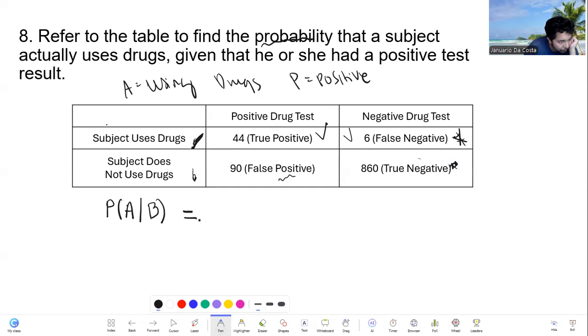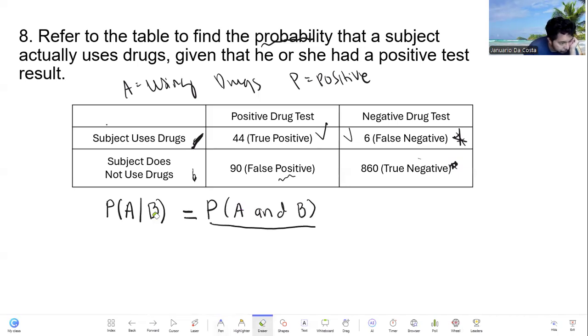We need the formula: probability of A and B over probability of B. Let's change this to B, and let's change this to PO, positive.